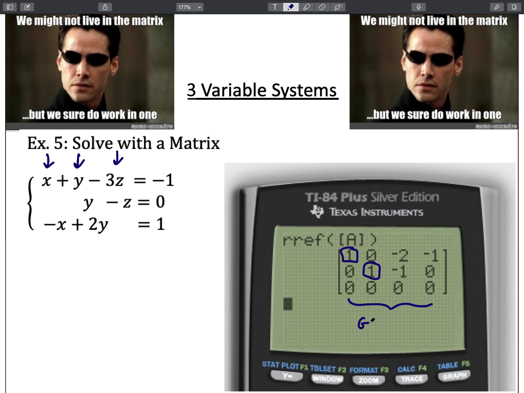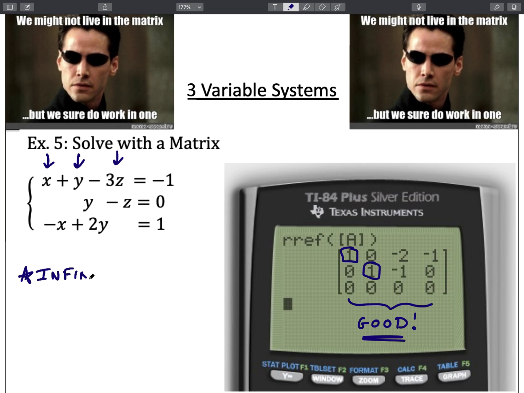So an entire row of zeros is actually a good thing. If you wanted to, you can write it down in your notes. This actually means that there are infinitely many solutions. So in this case, it's not no solutions. Notice there are no ones in this last row. So in this case, we have all zeros. So this would mean that there are actually infinitely many solutions.